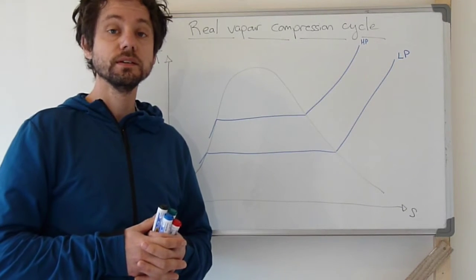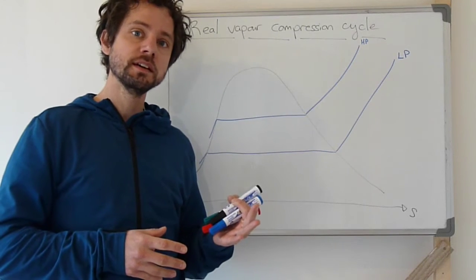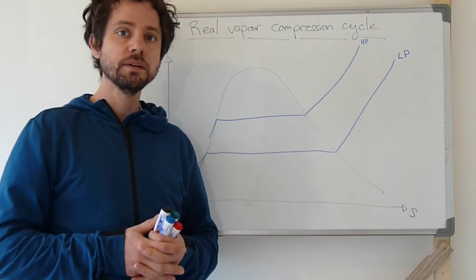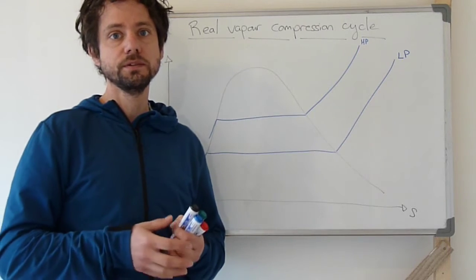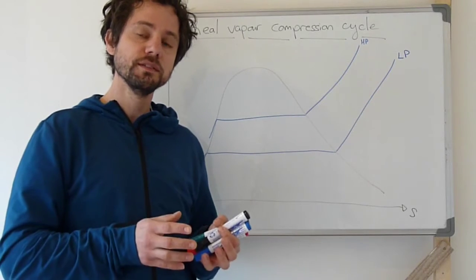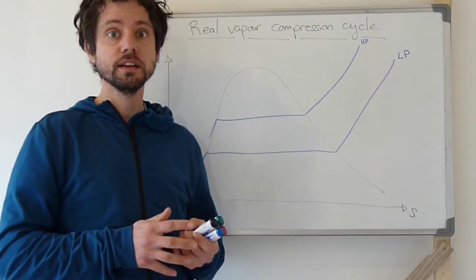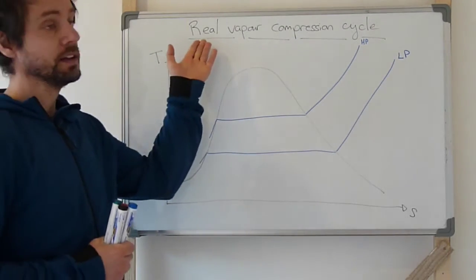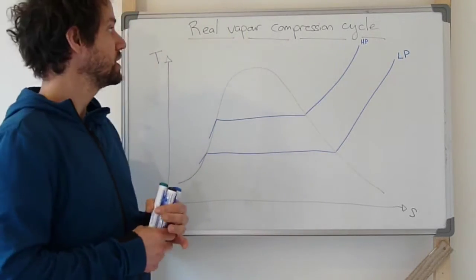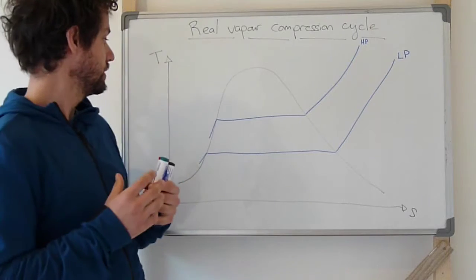Now that the subcooling at the outlet of the condenser and the superheating at the compressor's inlet are taken into account, and now that we can also consider the irreversibilities across the compressor using the isentropic efficiency, we can plot again the vapor compression cycle, but this time something that is close to what is really taking place in the machine, and not the ideal vapor compression cycle like before.